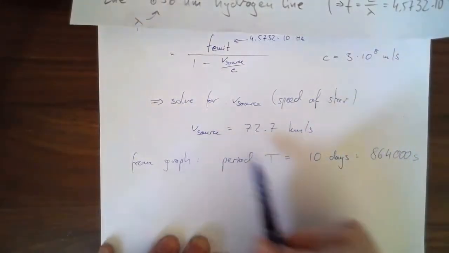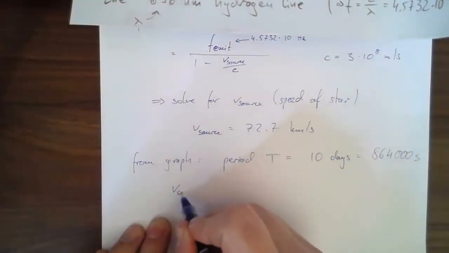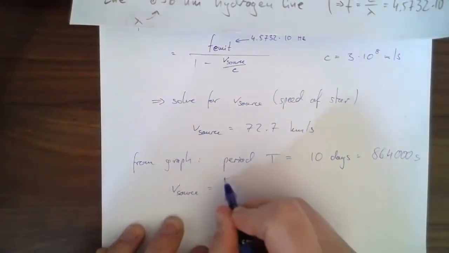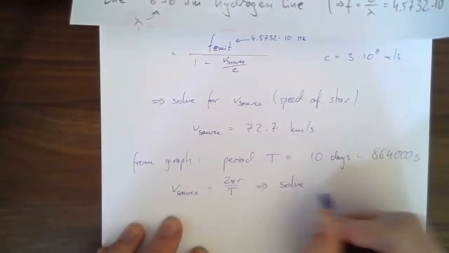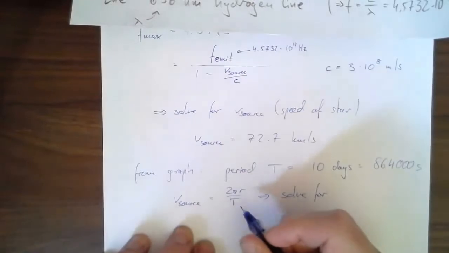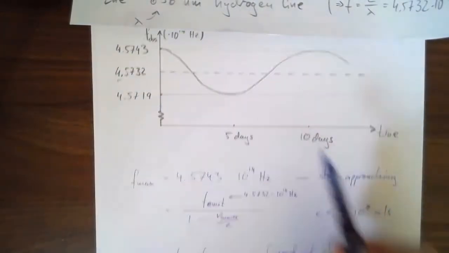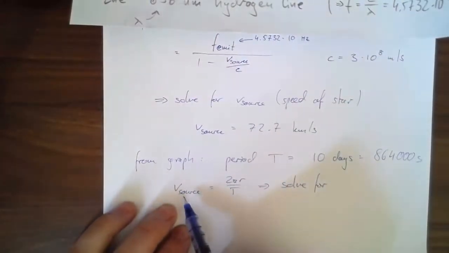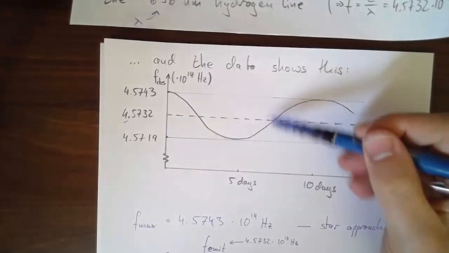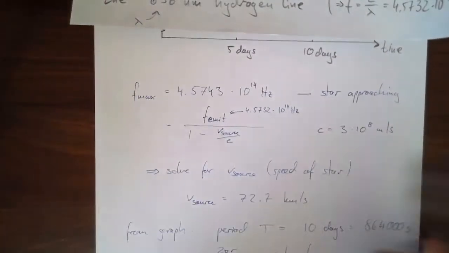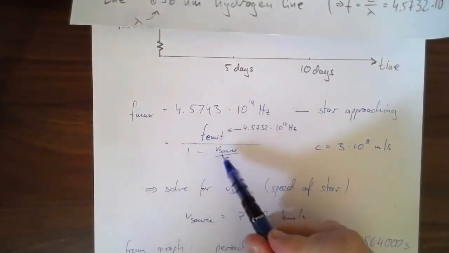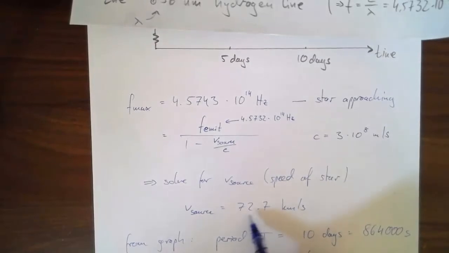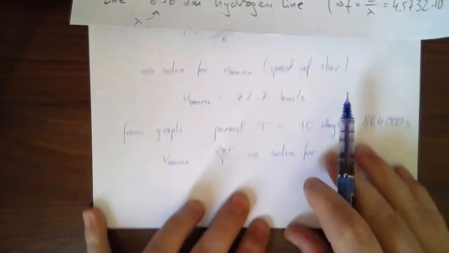Now I've got the speed, I've got a period, but I know that the speed of the source, the speed of the star, is 2 pi r over T. So I can solve for r, because I know T just from the graph, how long it takes to repeat, and I know the speed of the source. We figured it out from the variation using what we know about the Doppler effect. Should we have used the relativistic Doppler effect because it's light? Maybe, but the speed of the source, 72 kilometers per second, is fast, but it's tiny compared to the speed of light. So I think we're good doing it like this.